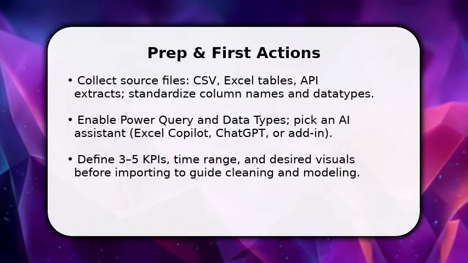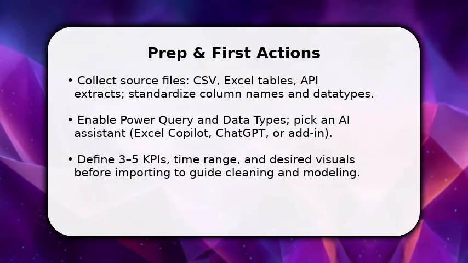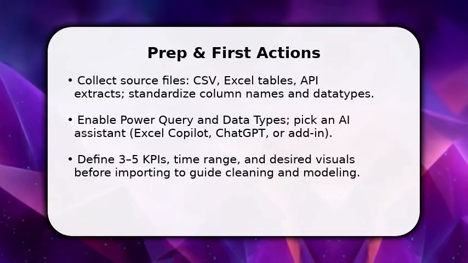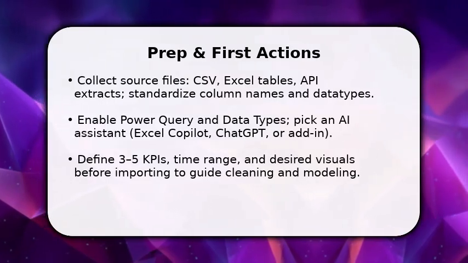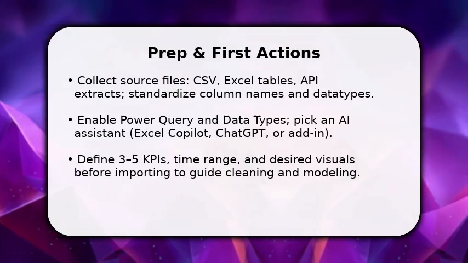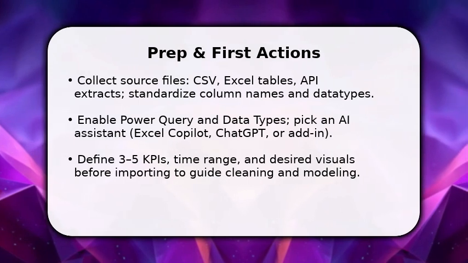Import each source as a table. Make sure columns have consistent types. Ask the AI to detect outliers, normalize dates, and suggest joins, then apply those transformations in Power Query. Finally, create a master query that consolidates data so you have a single, reliable table to drive visuals and metrics.